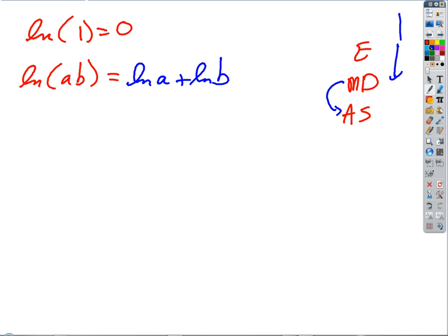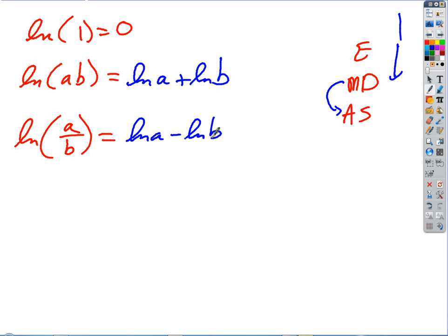Now what do you suppose happens if we do a quotient? The natural log of a quotient equals subtraction. The difference of the logs. So is it always the numerator before the denominator? Yes, it is.